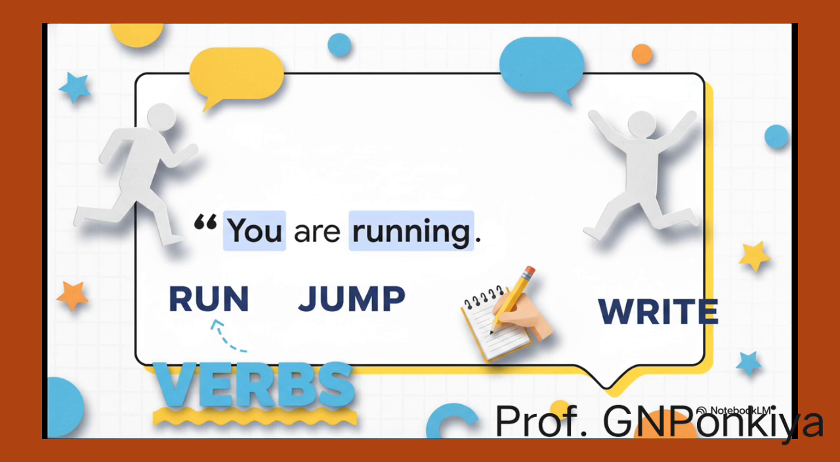Once they've successfully identified the action, that's when you pivot. You turn to the blackboard and write down those root words, run, jump, write. Only now, after the students have seen the action and spoken the action, do you introduce the formal concept. You point to the board and explain that these words that show work or action are called verbs.